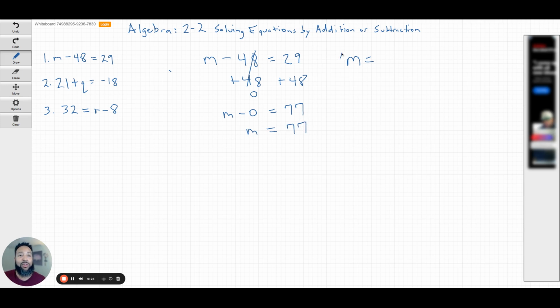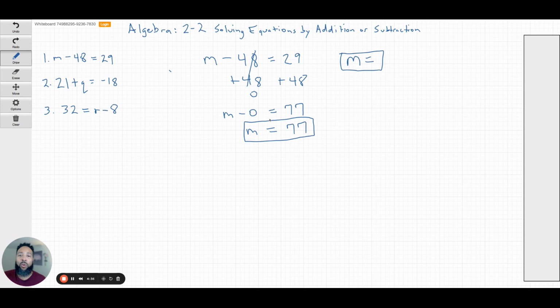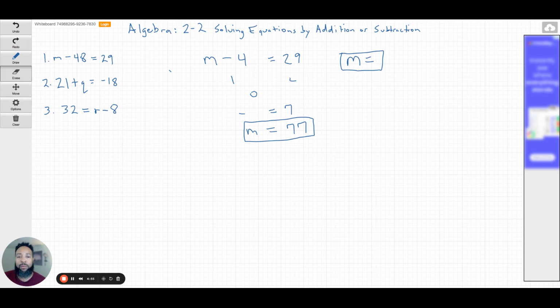So see, this is what we were going for, and this is what we got. M equals 77. So keep that in mind. Hopefully that makes sense. We'll continue on with the next problem, but that is the basic building blocks of solving an equation by addition or subtraction. So let me erase what we have here, and we'll go on to the next problem.